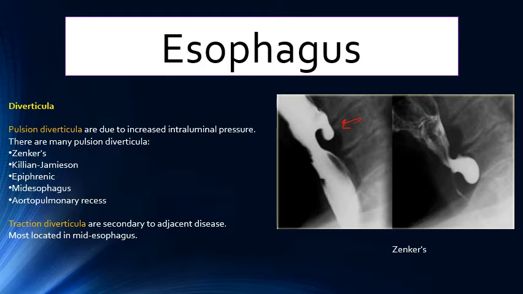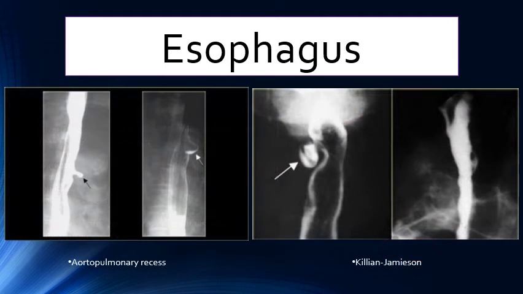We have different types of bulging diverticulum, just like Zenker's, Killian-Jamieson, epiphrenic diverticulum, mid-esophageal, and aortopulmonary recess. In this case, we see the Zenker's diverticulum. We see here posteriorly in the upper cervical region. This is the direction in which we can see this aortopulmonary window diverticulum in the mid-chest, and in the neck laterally we have the Killian-Jamieson diverticulum.